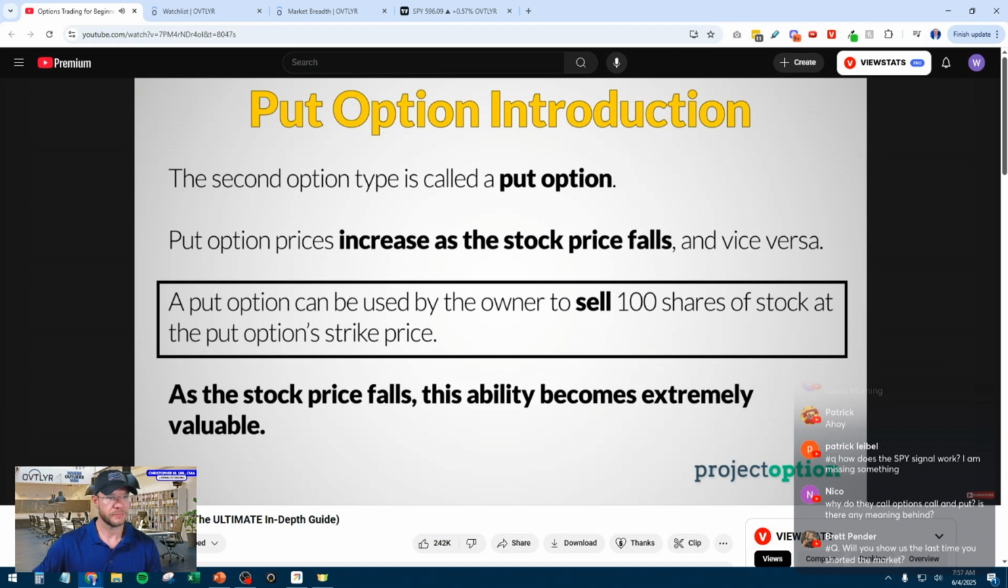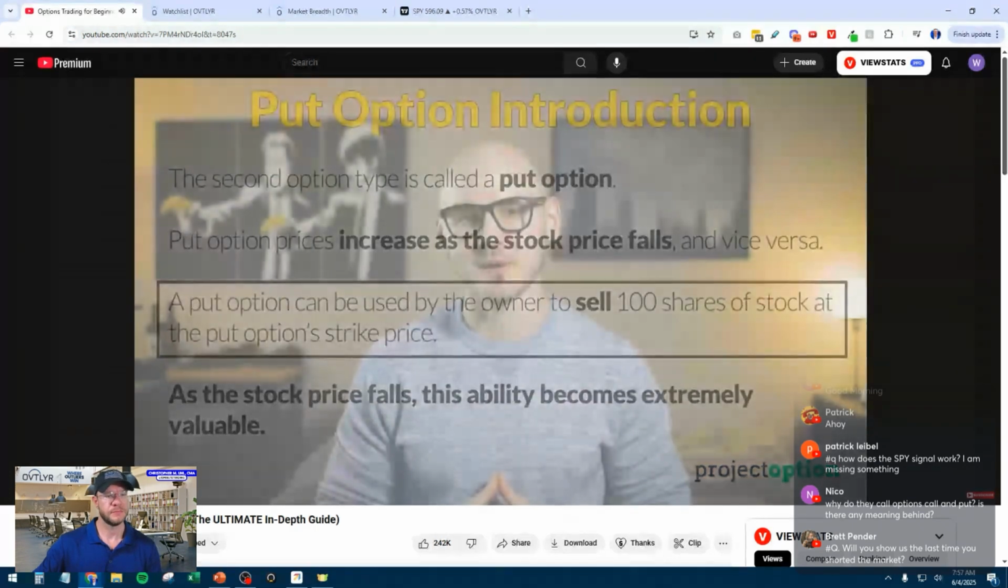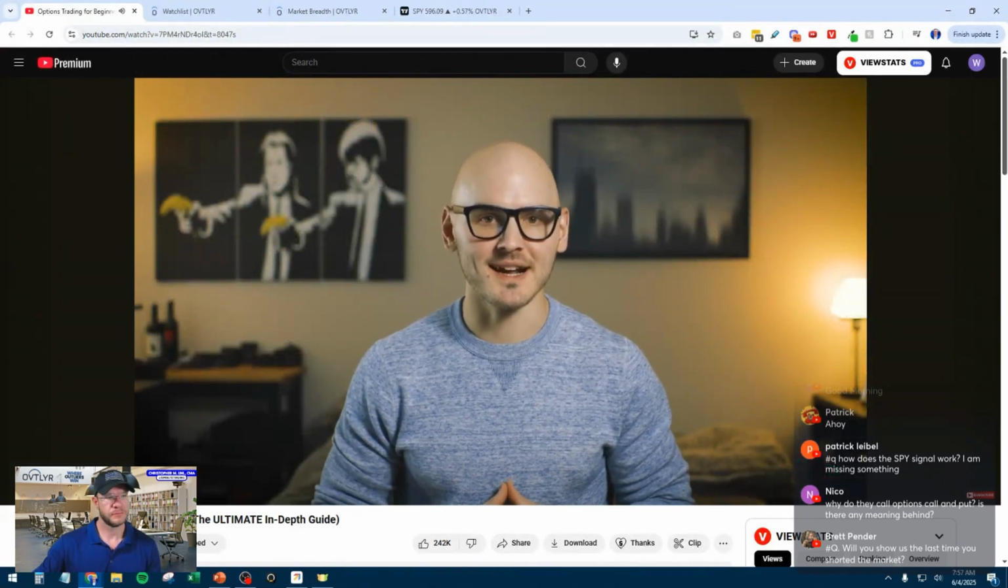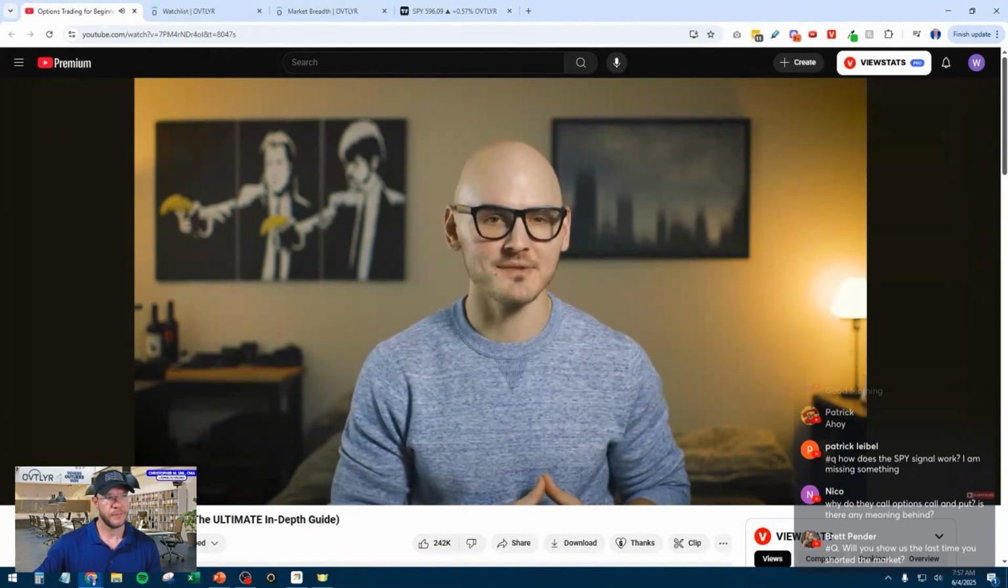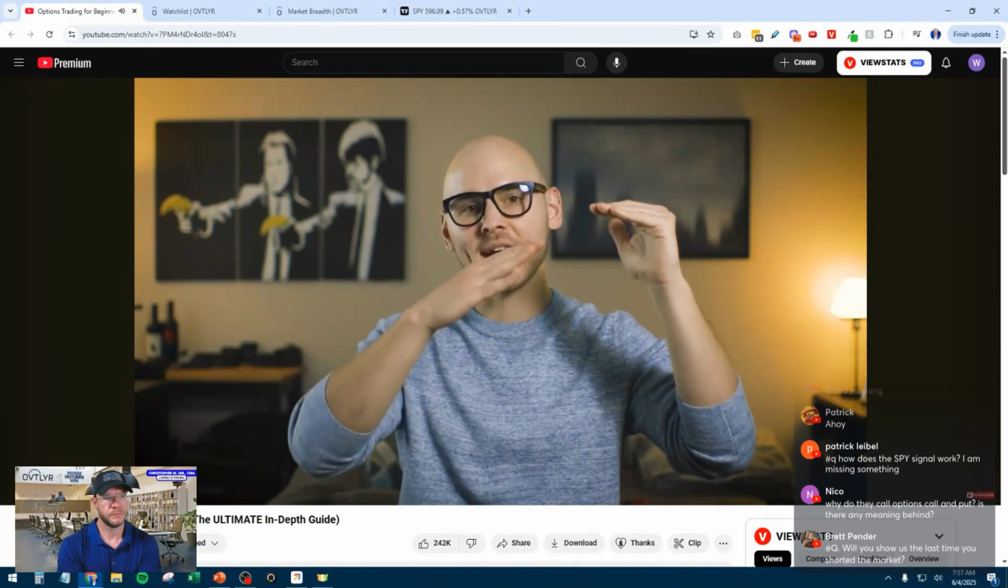Strike price between now and expiration. So while call options allow you to buy 100 shares of stock at the call's strike price, put options allow you to sell 100 shares of stock at the put option's strike price. Because of that, put options actually increase in value as the share price is falling, because the ability to sell shares of stock at the put option's fixed strike price gets more and more advantageous as the share price is falling.